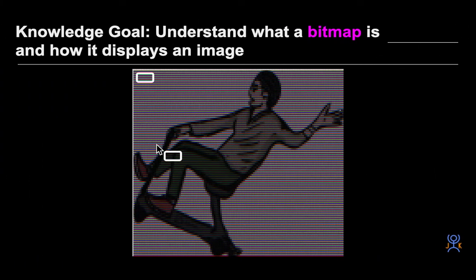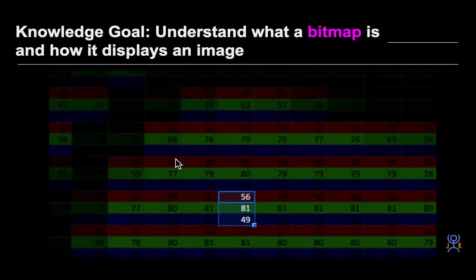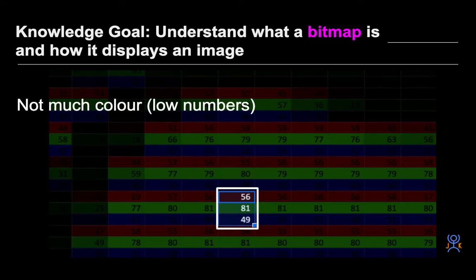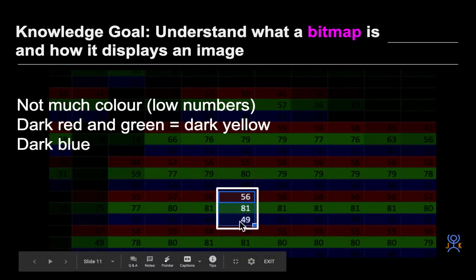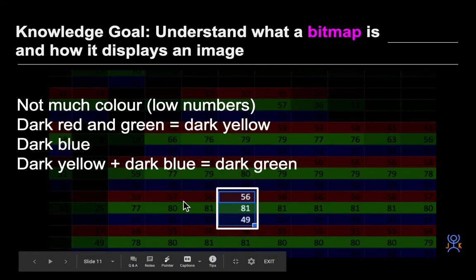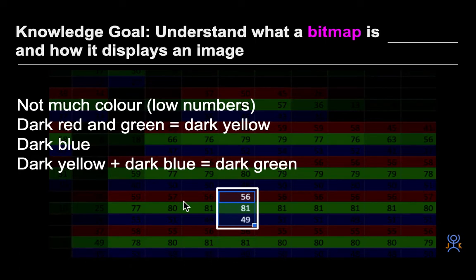So anyway, on this image we've now got the dark green area, and that's made up of low numbers. So we've got low intensity brightness of light. Dark red and dark green make dark yellow. So there it is, dark red and dark green, that would make the dark yellow. And then dark blue, so we've got the lighter blue down there. Yellow and blue makes green. So dark yellow, dark blue, that makes dark green.